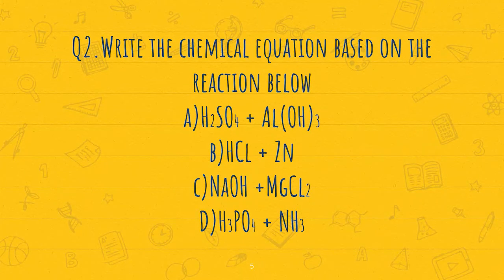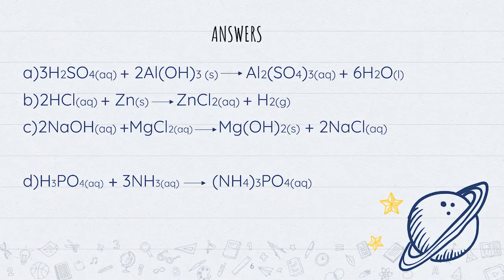Next question. Write the chemical equation based on the reactions below. A. Sulfuric acid reacts with aluminum hydroxide. B. Hydrochloric acid reacts with zinc. C. Sodium hydroxide reacts with magnesium chloride. And D. Phosphoric acid reacts with ammonia. So, we are going to look at the answers for the chemical reactions.